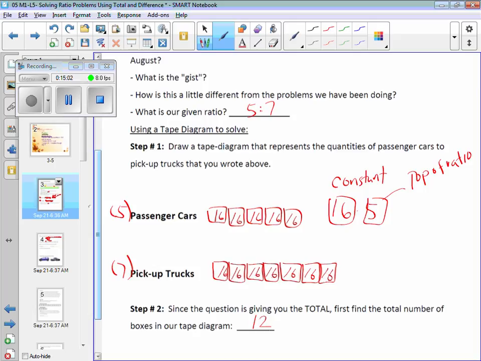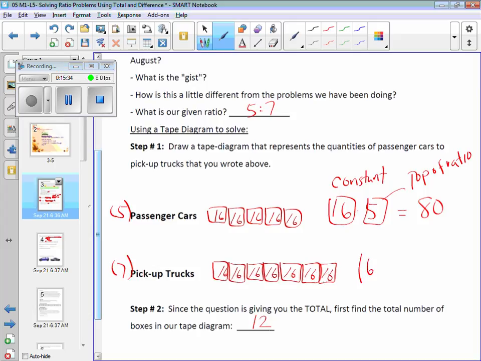I'm doing it right here rather than having to flip back and forth because it's a pain. Agreed? 16 times 5 is 80. 80 total passenger cars, right? Yeah.